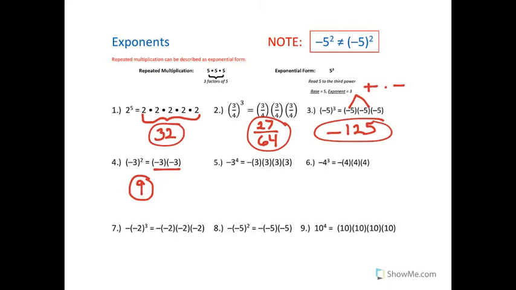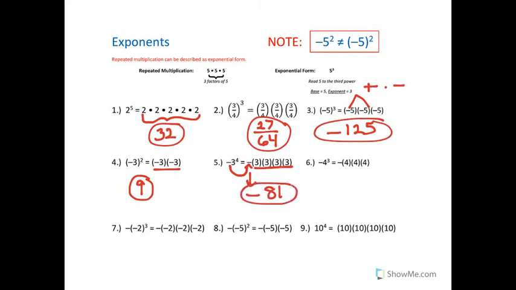Now here we have 4, which is even, but it's not. -3 is not inside parentheses. It is outside. So we're going to write it outside. And 3 times 3 times 3 times 3 is 81. So my answer is going to be -81.